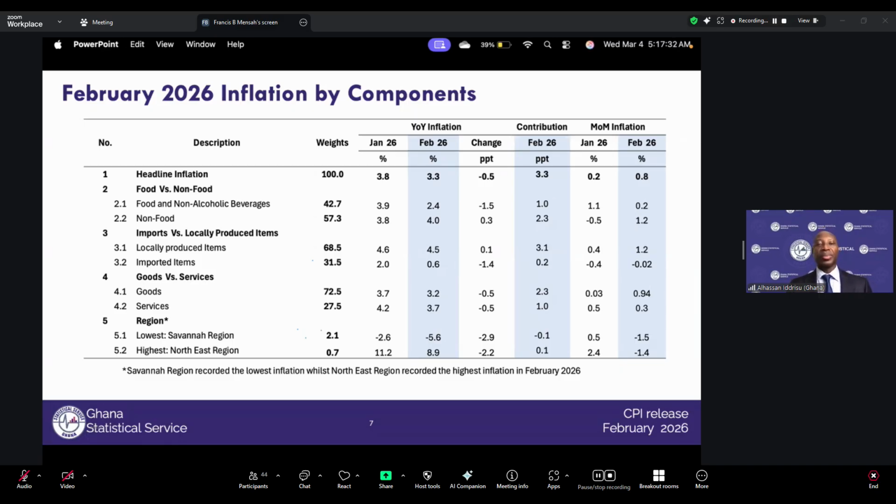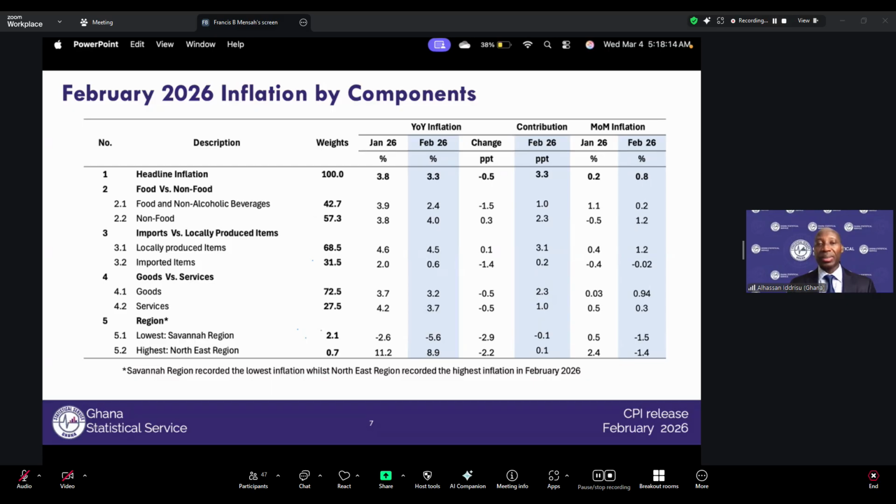Now let's look at non-food. Non-food inflation rose slightly to 4% in February 2026, up from 3.8% in January 2026. And in fact, non-food contributed about 70% to the overall inflation of 3.3% in February 2026. Month on month, non-food prices increased by 1.2% between January 2026 and February 2026. So while food inflation slowed, we've seen that non-food items experience moderate upward movements.